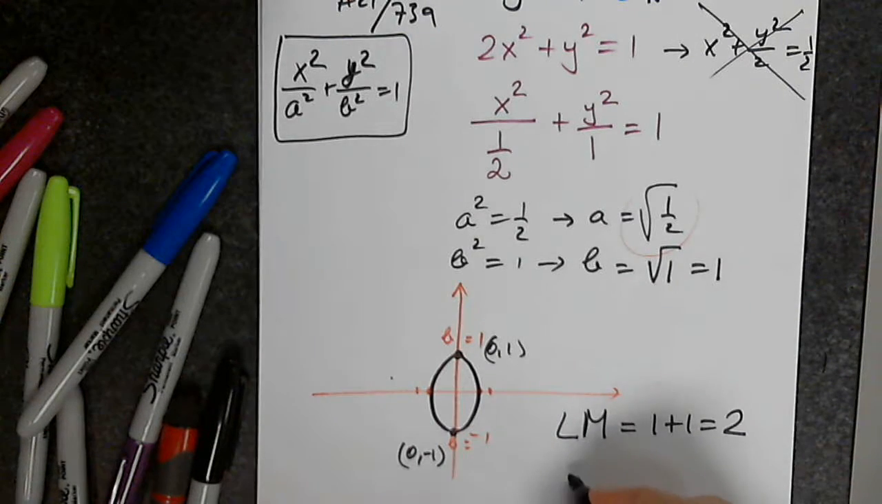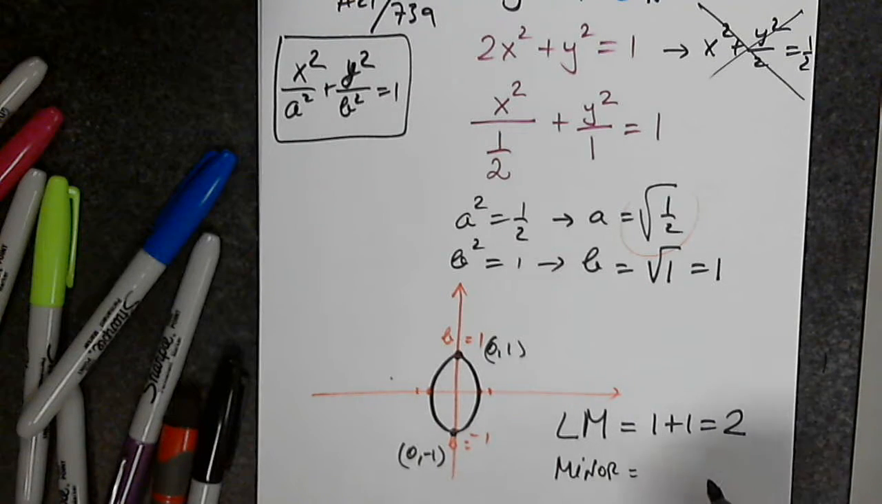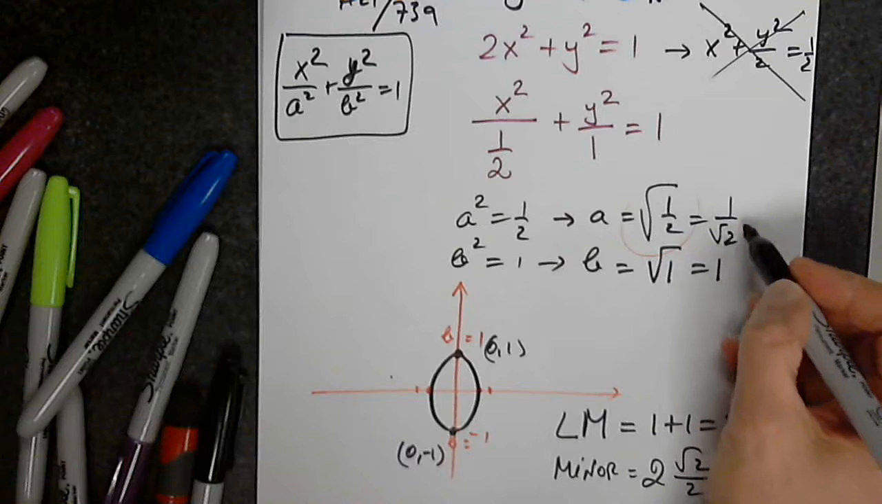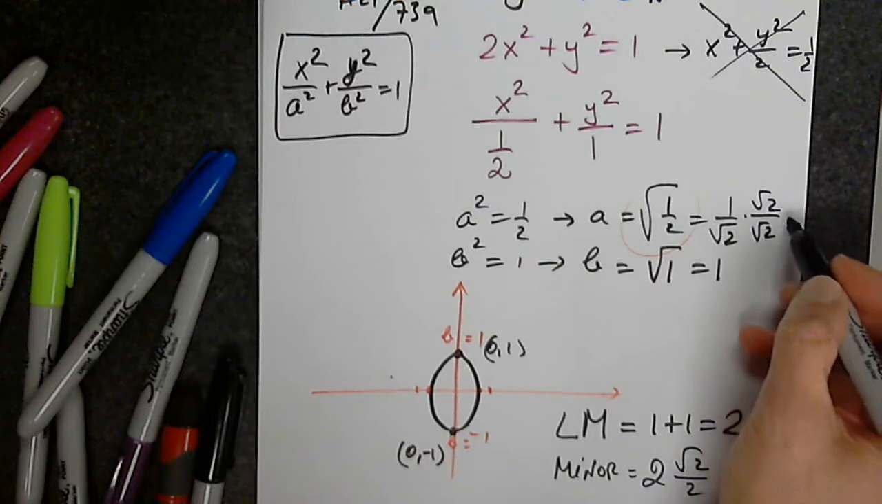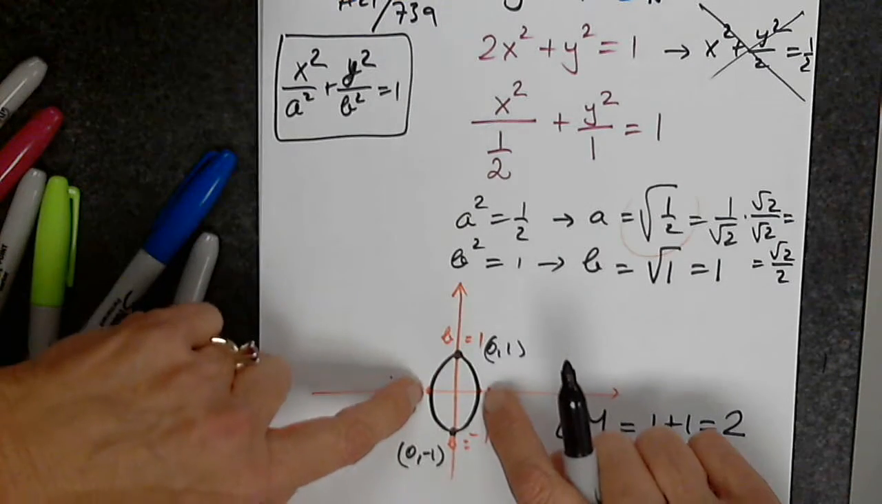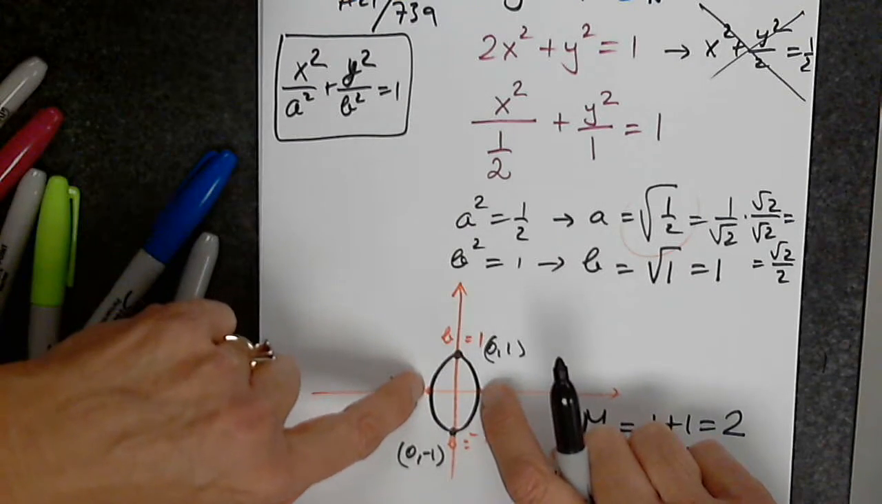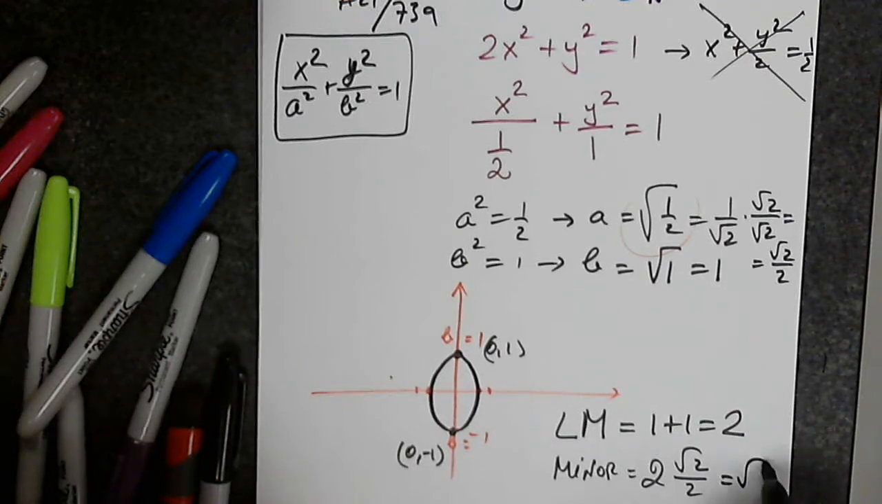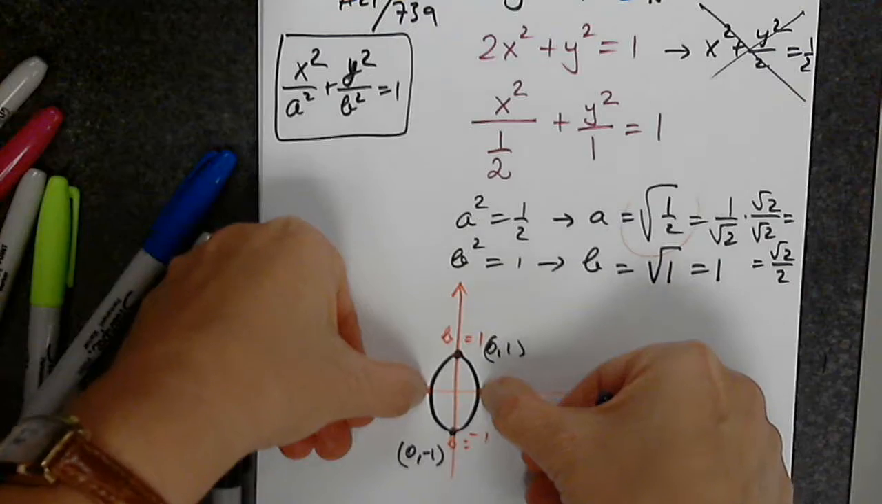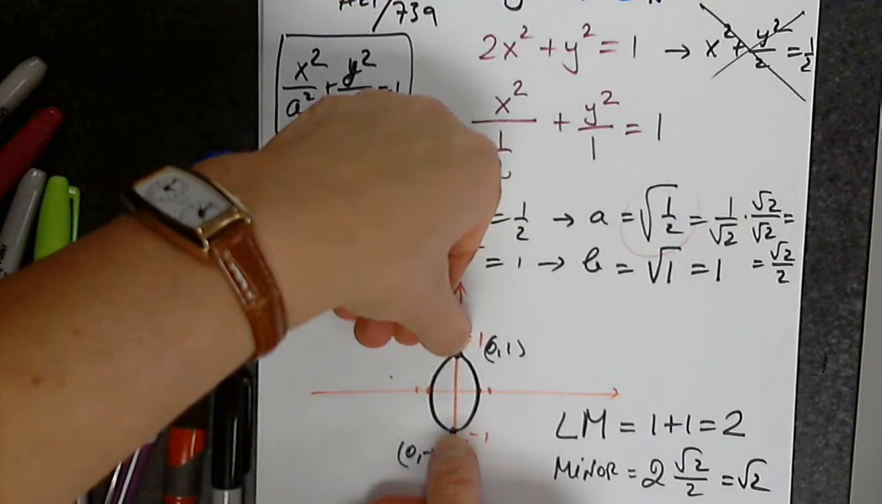The minor axis is twice the square root of this, right? The square root of 2 over 2, because you rationalize it. So this is 1 over the square root of 2, and then you multiply by the square root of 2 over the square root of 2, and you get the square root of 2 over 2. But the length of the minor axis will be twice as much, so this will be the square root of 2. So the distance between these two is the square root of 2. The distance between these 2 points is 2.